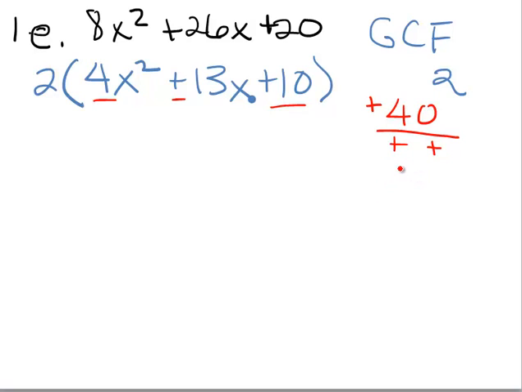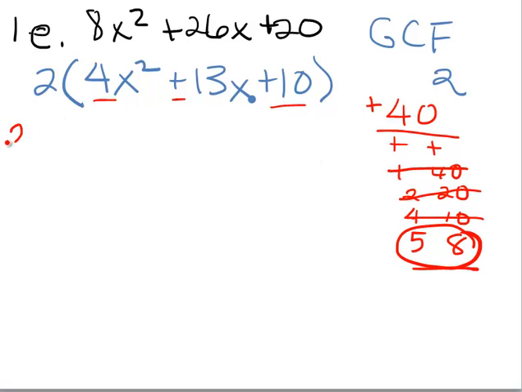So again, let's be systematic. 1 times 40, 2 times 20, no 3, 4 times 10, 5 times 8, 6, 7, 8. Okay, we're ready to start. So we're going to add them up. That's 41. Nope. 22. Nope. 14. Nope. Yay, 13.